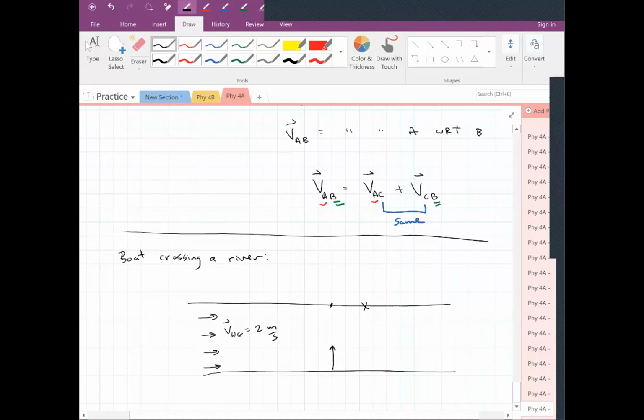So this is the velocity of the boat. And how does a boat measure its velocity? With respect to what it's moving through, right? With respect to the water. And we'll make that 5.